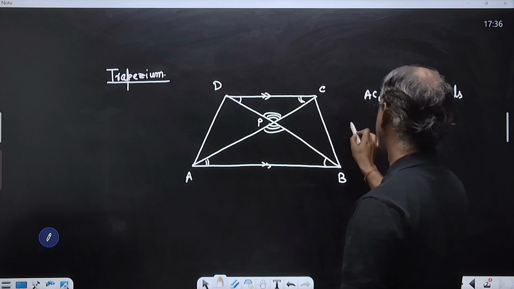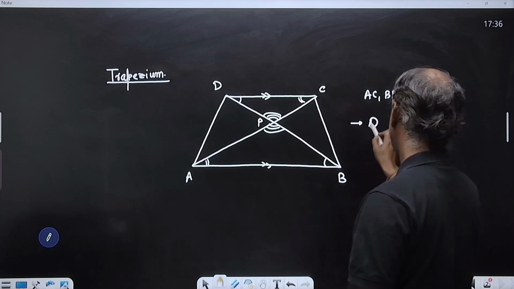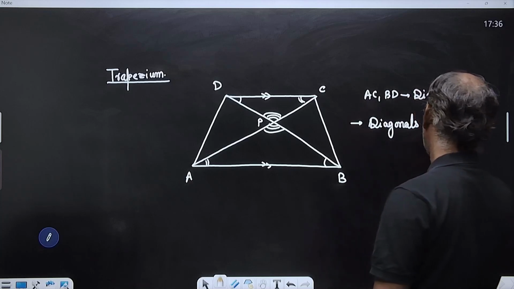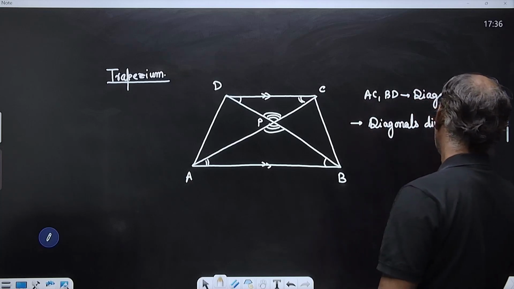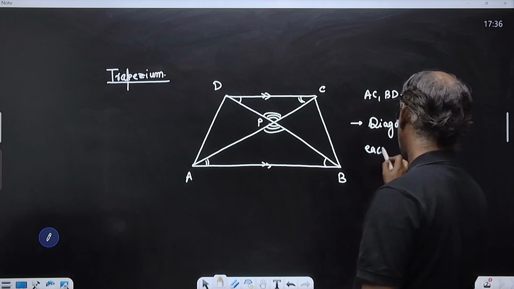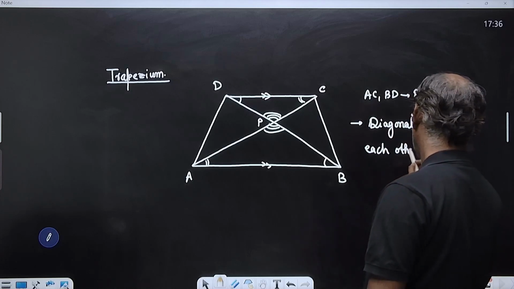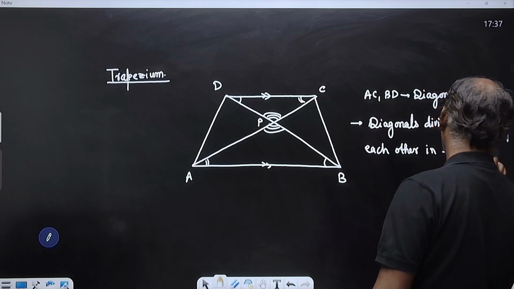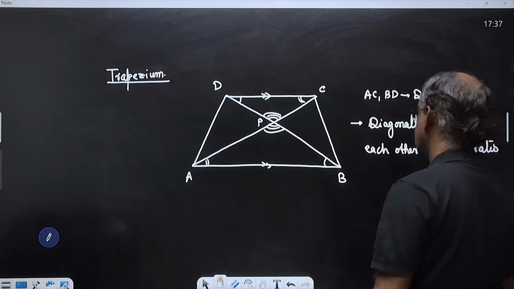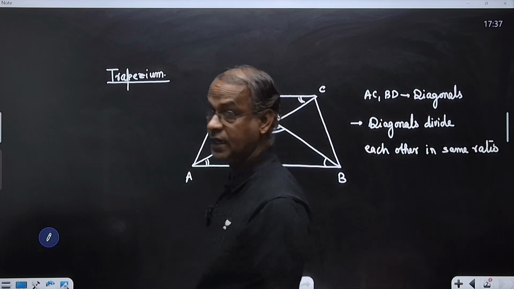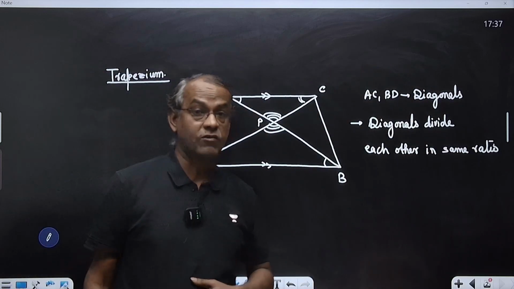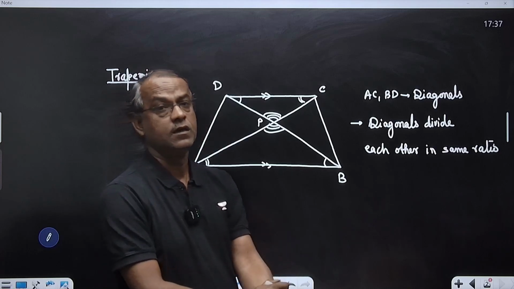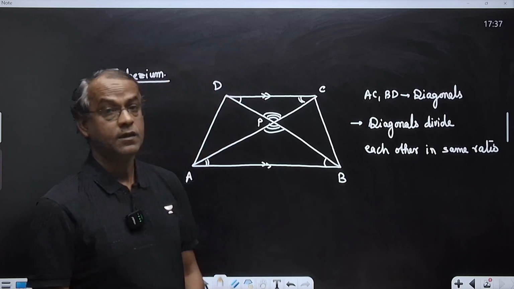So, one of the things is that diagonals divide each other in the same ratio in a trapezium. And it is also the other way around. If diagonals divide each other in the same ratio, then the quadrilateral is a trapezium.